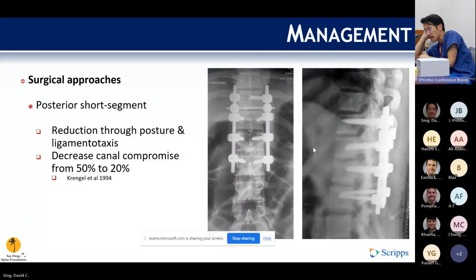Surgical approaches, and how long of a segment you need to fix across, have also been studied. You want it to be long enough to restore your native alignment and get tension on your ligaments again, to help pull the fragments back into their native anatomy. And just from this sort of indirect decompression, you can see reduced canal compromise.